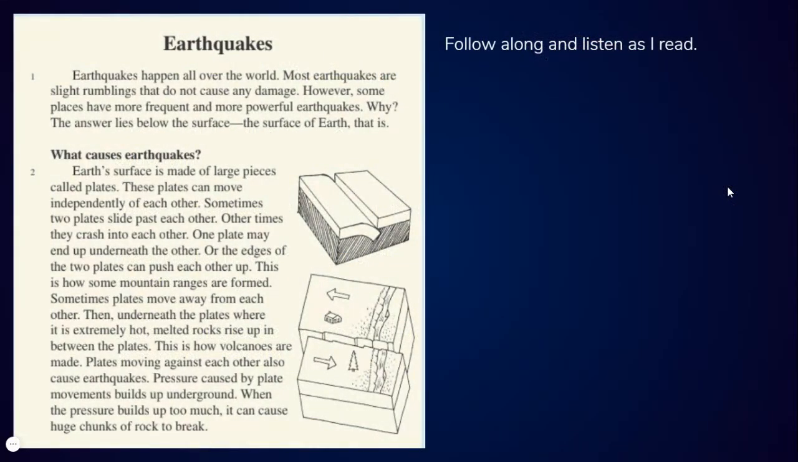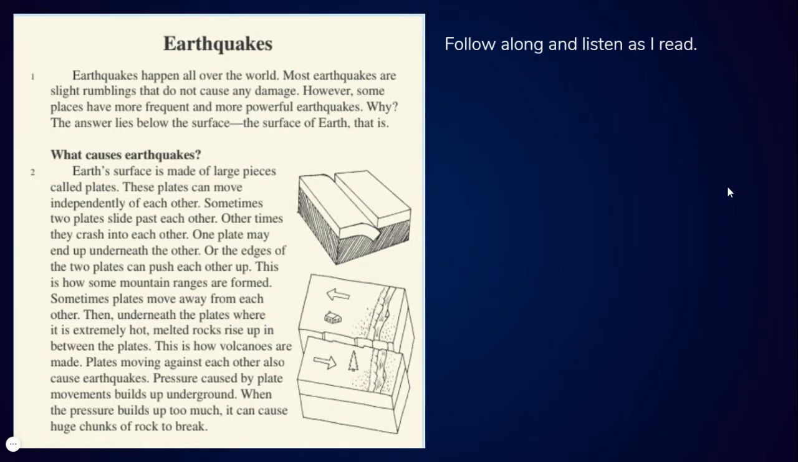Follow along and listen as I read this informational text. Earthquakes. Earthquakes happen all over the world. Most earthquakes are slight rumblings that do not cause any damage. However, some places have more frequent and more powerful earthquakes. Why? The answer lies below the surface of the earth, that is.